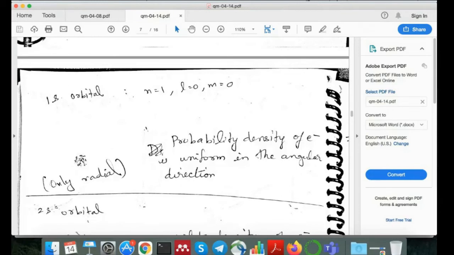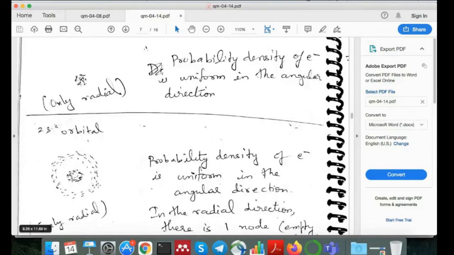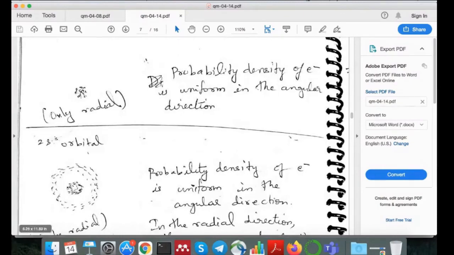So there will be a cloud which will disperse and which will become thinner and thinner as you go away from the center of this cloud. Okay, that is what is going to happen. For 2s orbital, there will be one node. So there will be an empty space in between and there will be two clouds.